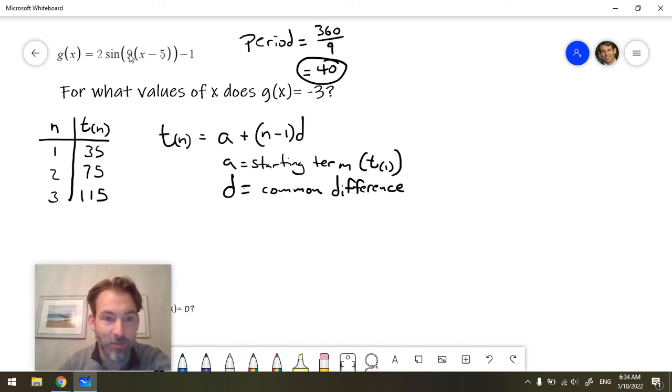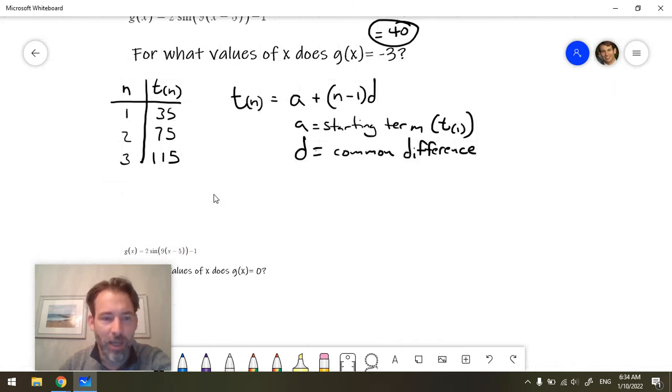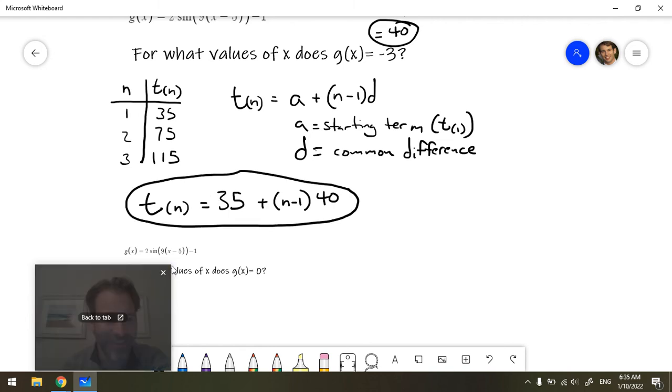Mathematically, you would just take that 35, use it for A, and then subtract this from this to get D, and then you would multiply this to get to your nth term. Okay, so therefore, we can say that when we have the series T of n is equal to 35, which is our first term, plus n minus 1 times 40. Okay, and that's going to generate all of the possible solutions to this equation.